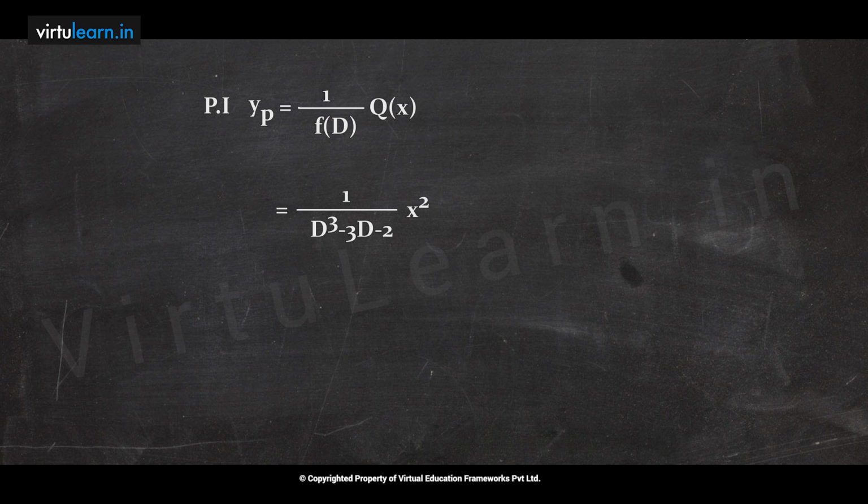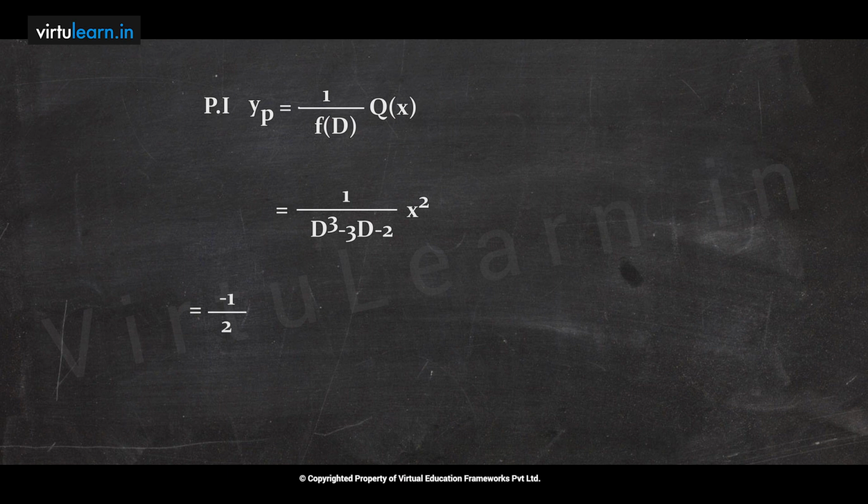Then you convert the denominator part, D cube minus 3D minus 2. This 1 by f of D you have to convert into the above 6 formulas, which I told you just now, meaning (1 plus x) whole inverse, or (1 minus x) whole inverse, or (1 plus x) whole to the power of minus 2. You convert into that quantity. First of all, observe the coefficient. Take the constant common from the denominator: minus 2 is there, so I take minus 2 common from the denominator, then it becomes minus 1 by 2 outside.